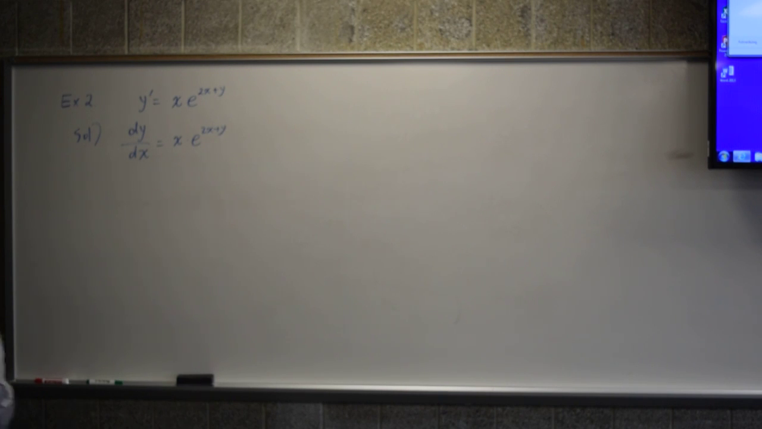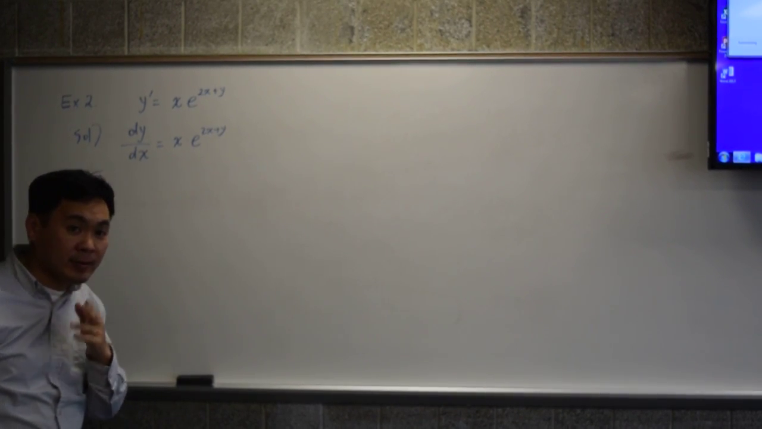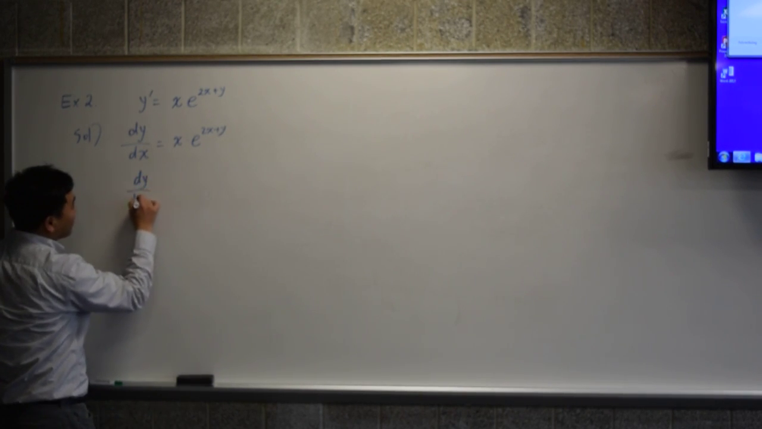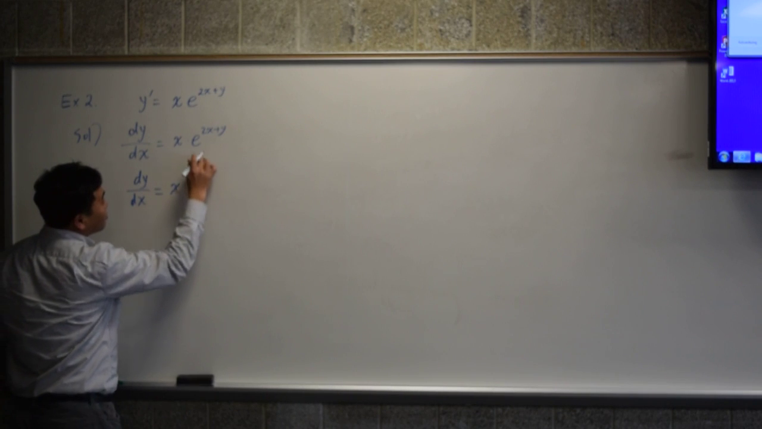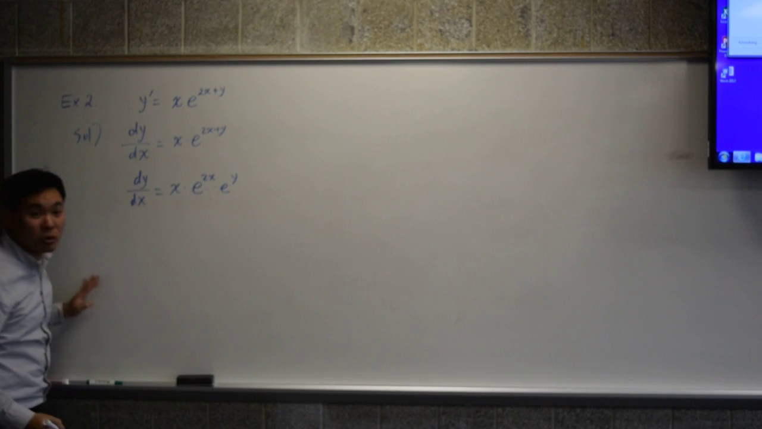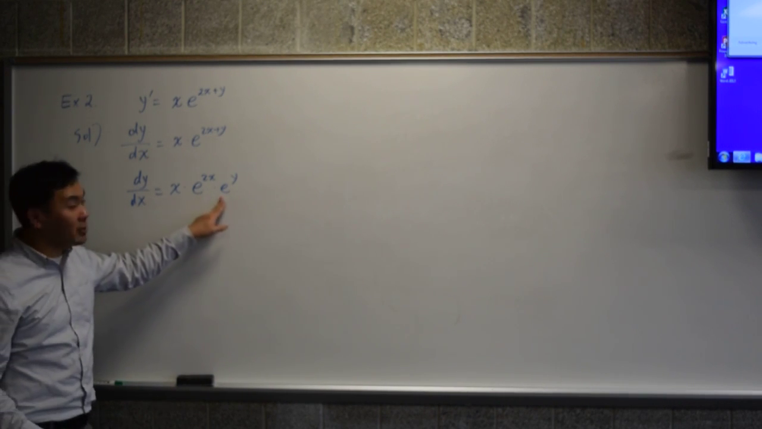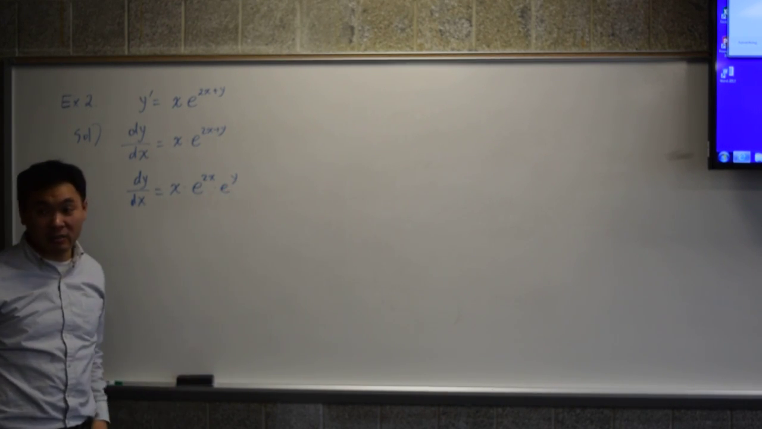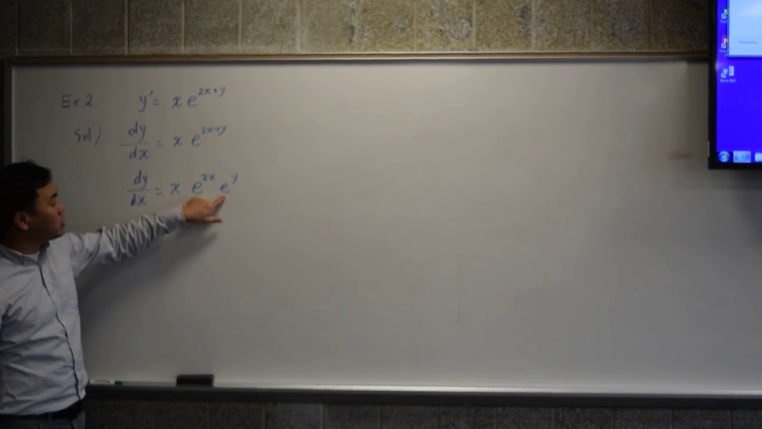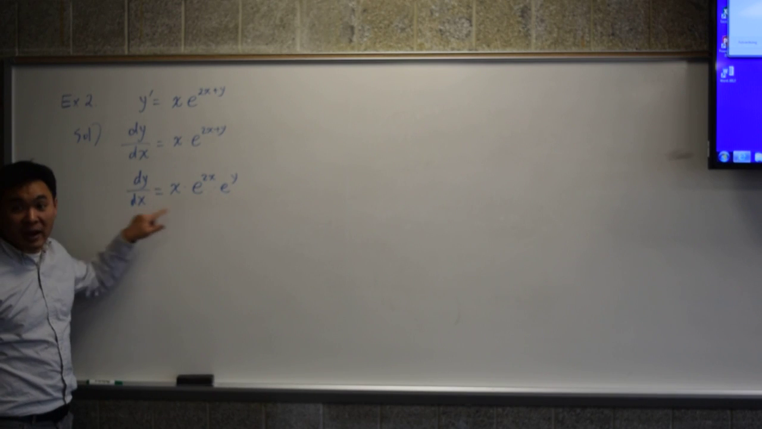Yeah? Can you rewrite the e to 2x plus y as e to 2x times e to the y? Very good. That's actually exactly the idea that you want. So you want to rewrite this as e to 2x times e to the y. That's the exponential law, right? If you have the same base and you multiply, the top adds up. Then you now see that you can bring this e to the y to the left side by dividing.